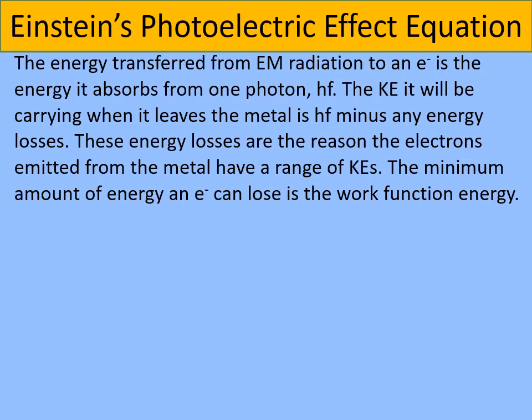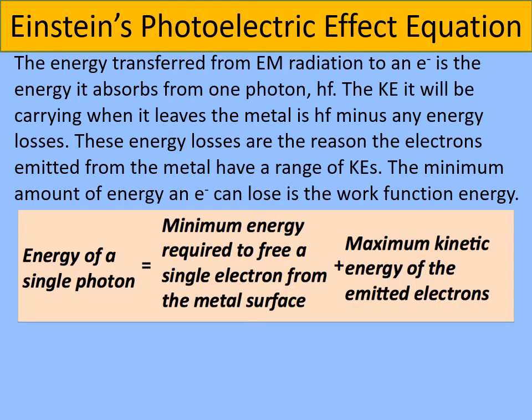Now, imagine a single photon interacting with a single surface electron and freeing it. According to Einstein, the energy of a photon, E photon, is equal to the work function plus the maximum kinetic energy of the electron. And these are for the surface electrons, the easiest ones to set free or liberate from the metal surface.